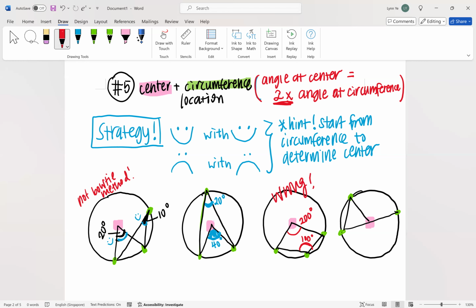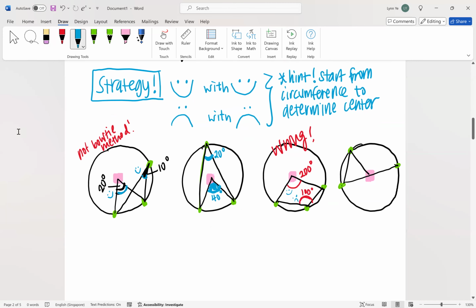Why is it wrong? Because it doesn't follow the strategy. The strategy says always start from who? Circumference or center first? Look at the circumference. This circumference here is happy face or sad face? Sad, right? This one, happy. Can match or not? Cannot. So this is the mistake that a lot of students make.